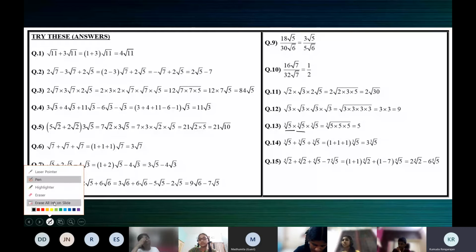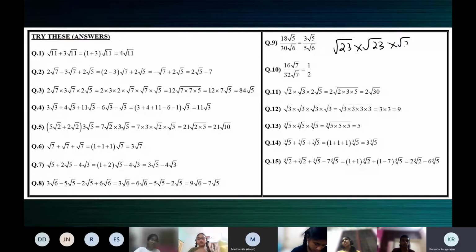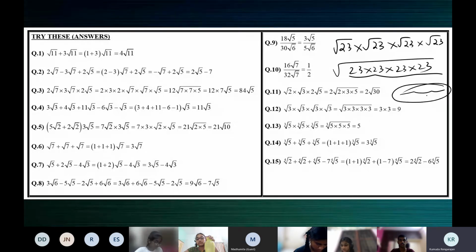But why do you want to multiply? Now the numbers are small, so we multiplied. What if it was root of say 23 into root 23 into root 23 into root 23? Now because it was 3, you got root 81 and 9 immediately. Then you would have multiplied all these numbers 23, 23, 23, 23, and you will get a big number and get stuck there. Yes or no? Yes, ma'am.